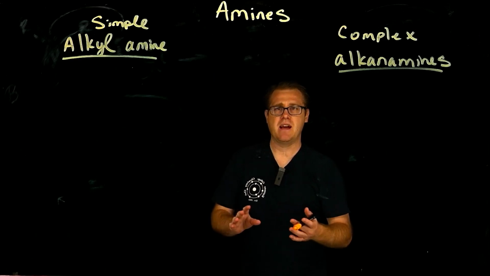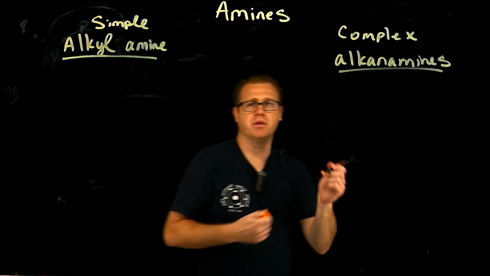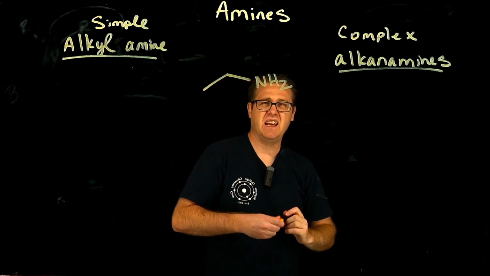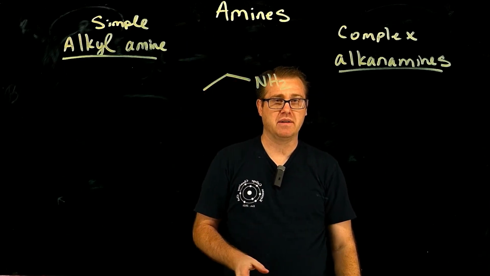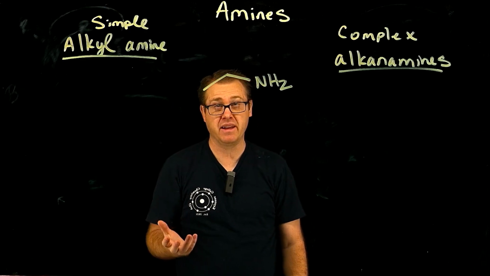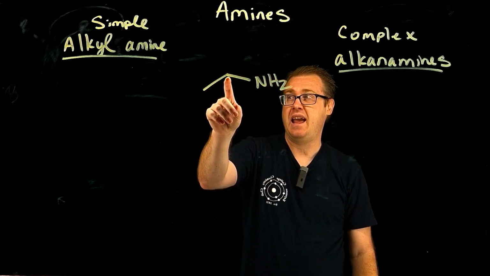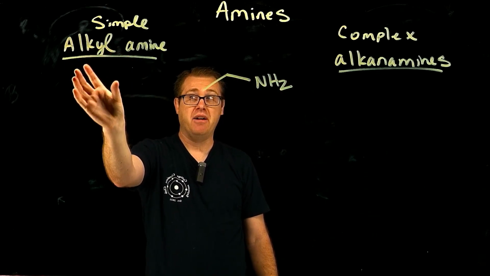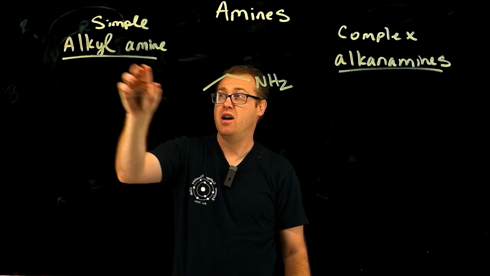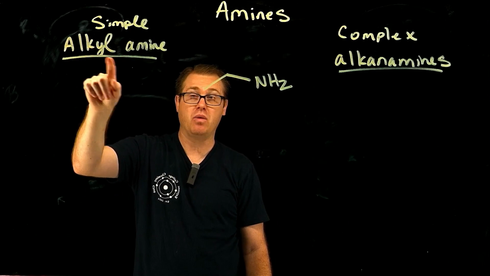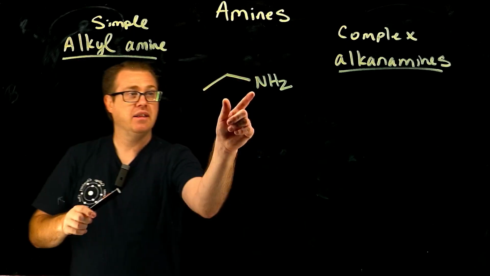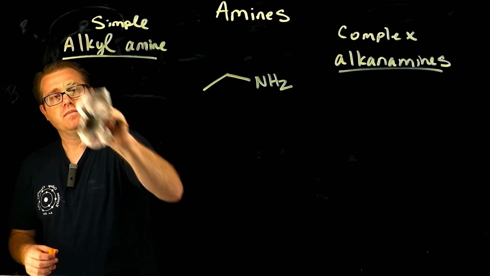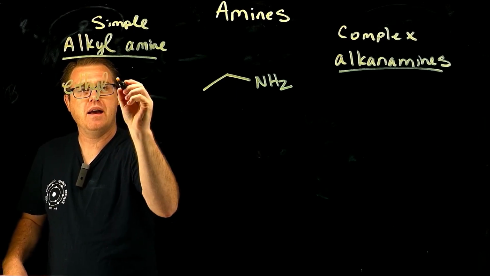So let's delve into some examples here. What if I drew this compound right here? You can see that the amine is relatively simple. The carbon chain is really simple, and we can see that it is an ethyl group. In the simple method, the alkyl method, the groups are the "yl" groups. So this molecule is simply ethylamine.